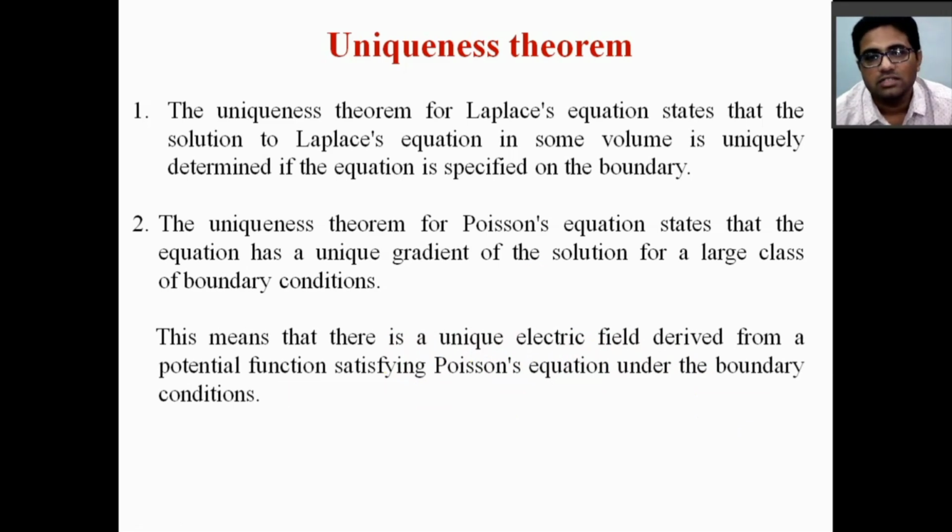Now you are understanding that one should know the boundary conditions to solve Poisson's equation and Laplace equation, right? So this is the importance of Poisson's equation and Laplace equation. Using them we can find the electric potential when we do not know the charge distribution, that is, when the charge distribution is not specified.